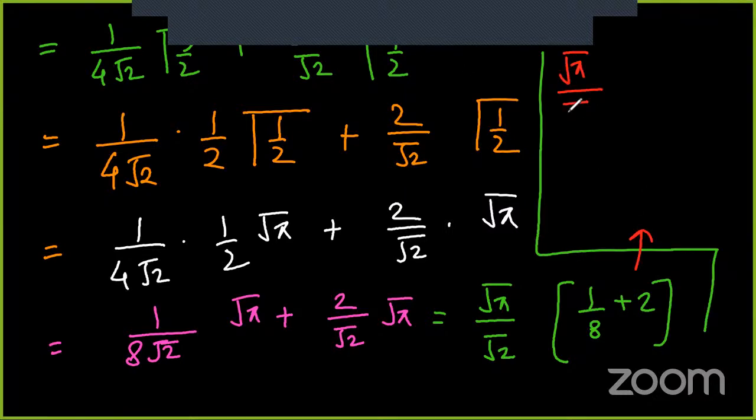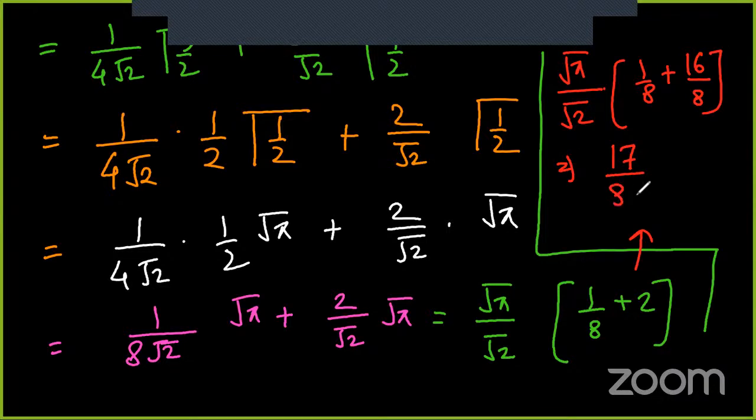so root pi divided by root 2. So it's a 1 by 8 plus 16 by 8. So it becomes 17 by 8 root 2 root 5. This is your answer. There is one more fraction connected to this one. You solve it. So what is the answer? 17 by 8 root 2 root 5.